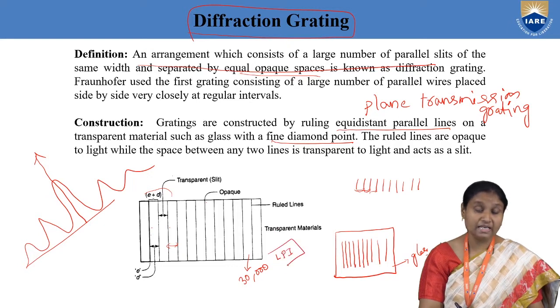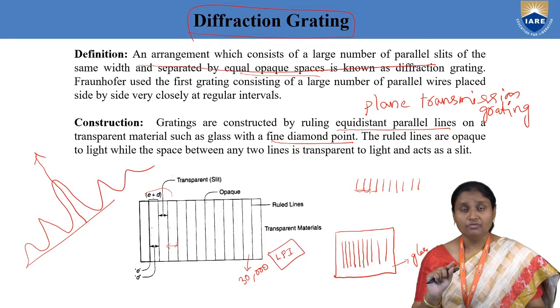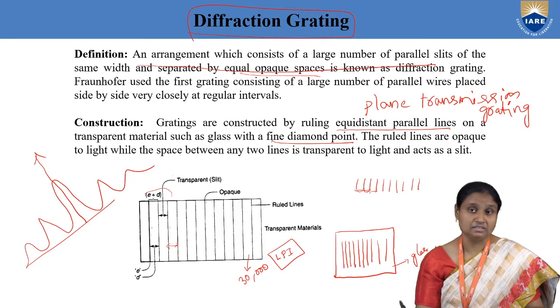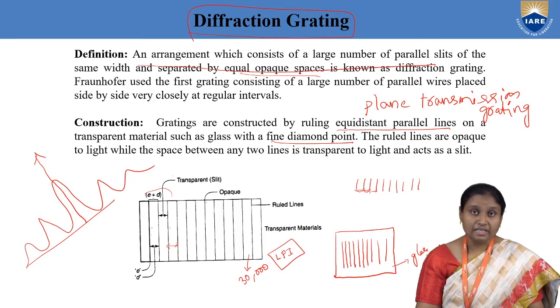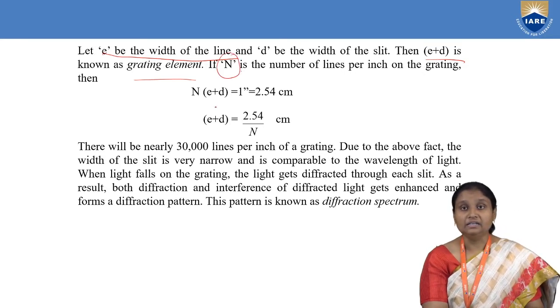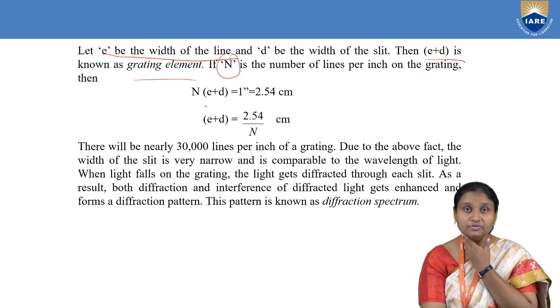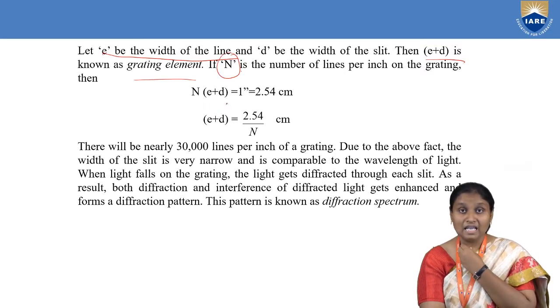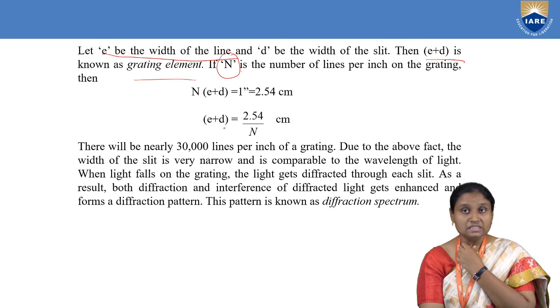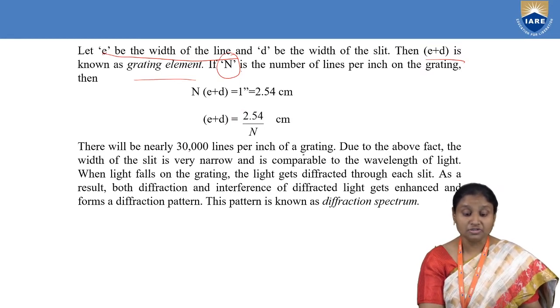So LPI means lines per inch. Within this inch, how many lines are we going to draw? 30,000 lines. Just imagine how closely spaced these lines are. So this number of lines per inch is denoted by capital N. Into E plus D is our grating element, where one is the width of the slit and the other is the width of the line or ruling. Within that 1 inch, and we know that 1 inch is 2.54 centimeter, we can write E plus D as 2.54 by N centimeter. So we can have around 30,000 lines per inch of a grating.